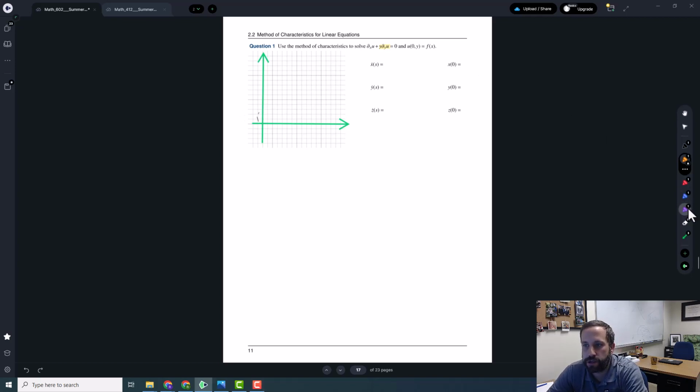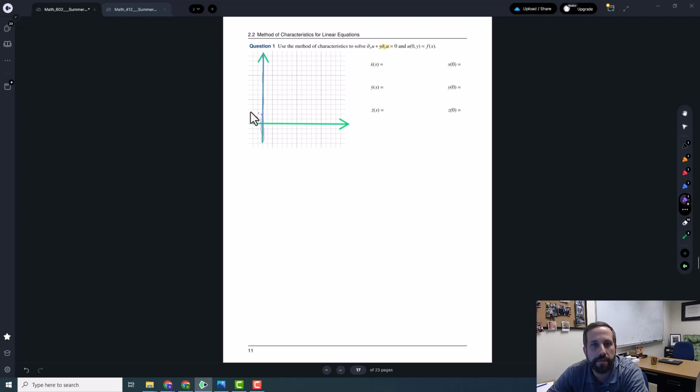Now I just want to sort of highlight the part where we have the Cauchy data. So the Cauchy data is going to be on the curve x is equal to 0, and y is varying. So that's going to be the y-axis. So it's going to be this curve right here. Okay, I'm going to start here.